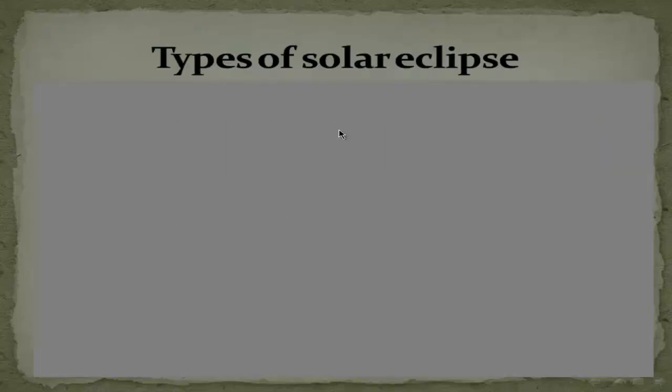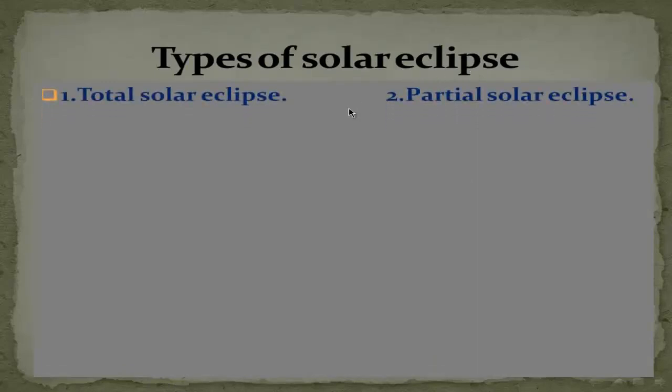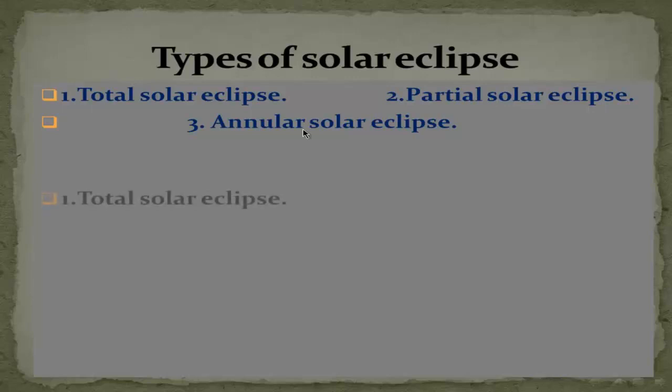After that, we must know the types of solar eclipse. How many types of solar eclipse? There are three types of solar eclipse: total solar eclipse, partial solar eclipse, and annular solar eclipse.